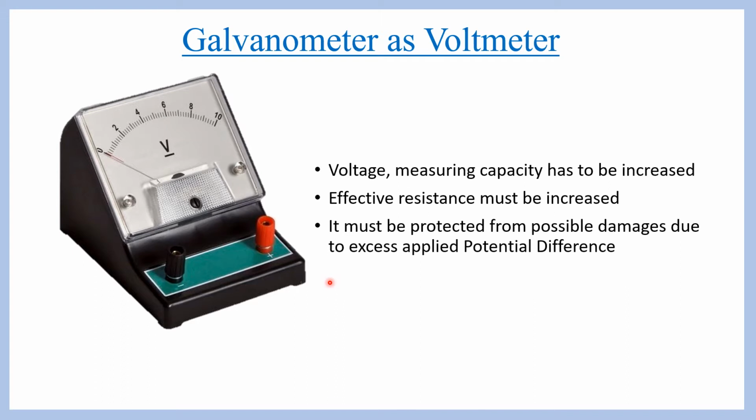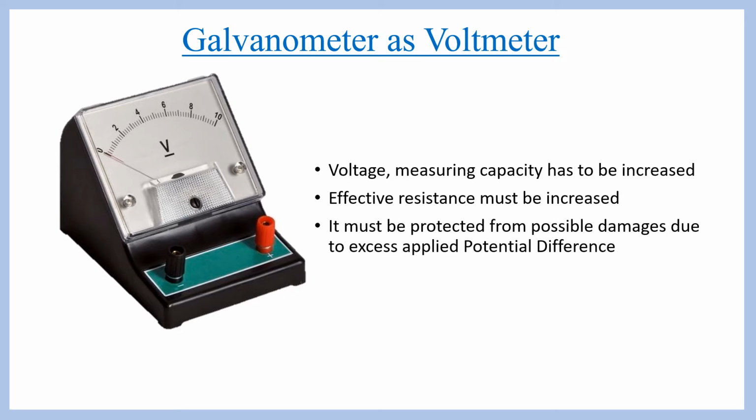And also, if a higher voltage is passing through the voltmeter, there are chances that the needle of the voltmeter may get bent due to the passage of higher potential difference. Therefore, the instrument has to be protected from the higher flow of potential difference, or it has to be protected from damage caused to the instrument due to the higher potential difference applied across it.